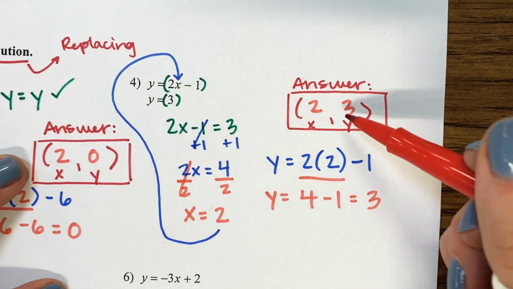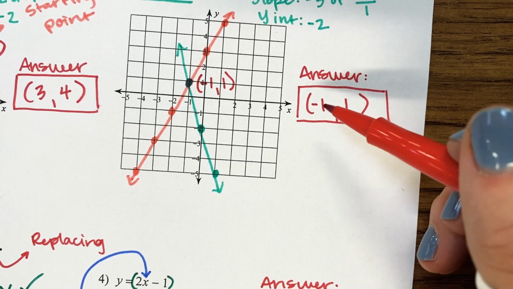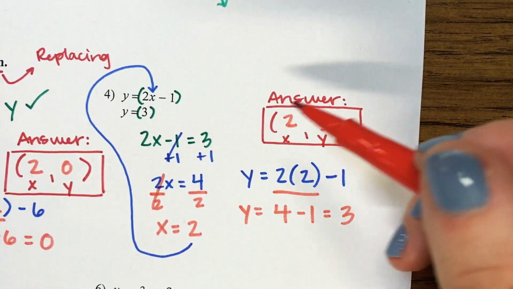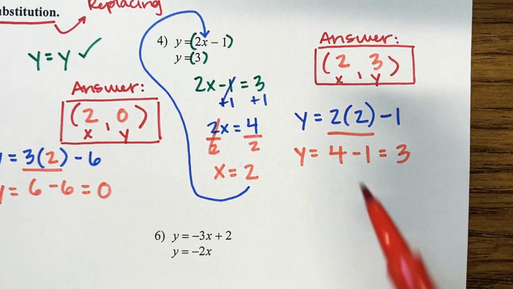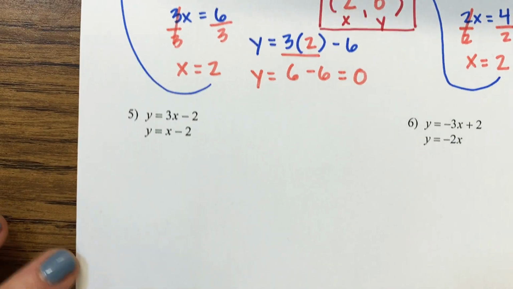Okay, notice that these answers look the exact same as these answers, right? Parentheses, something, comma, something. That's always what our answers are going to be when solving systems of equations. Okay, so let's go ahead and solve number 5.